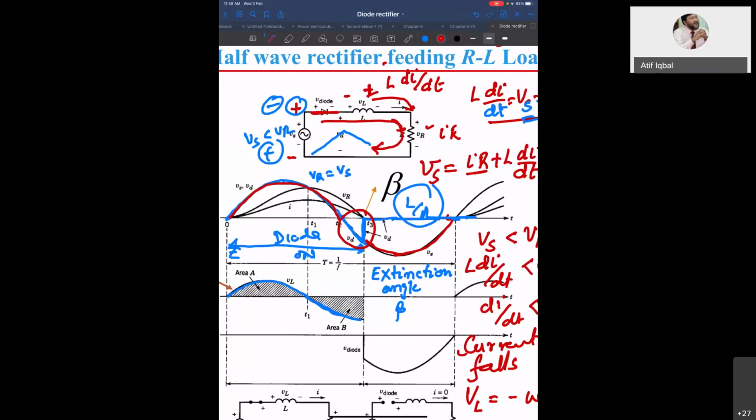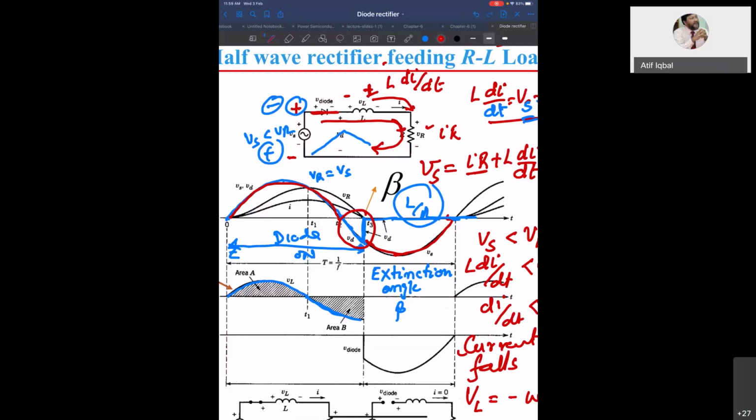Doctor, I have another question. Doctor, in the beginning of the current waveform, there's a slight delay. Is it due to the inductance? It doesn't rise quickly. Yes, certainly. As you see, because of inductance, there is a slow rise and there is a slow fall.